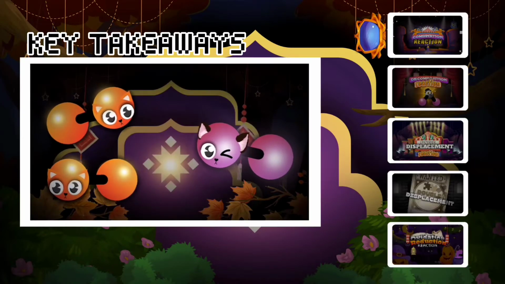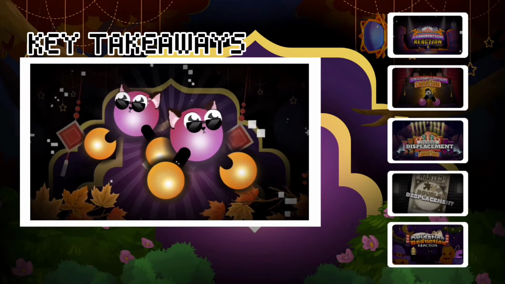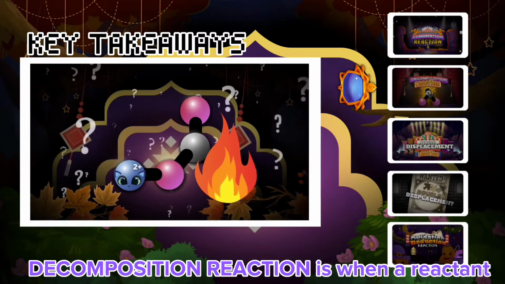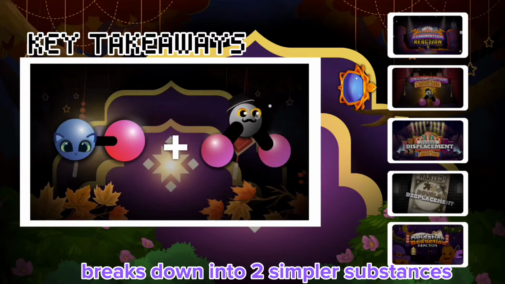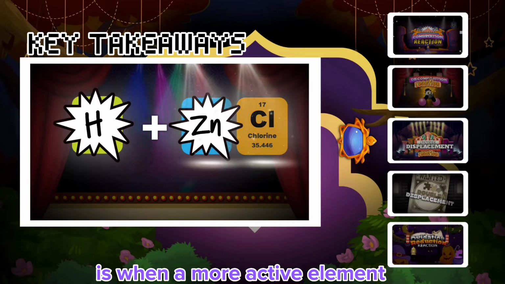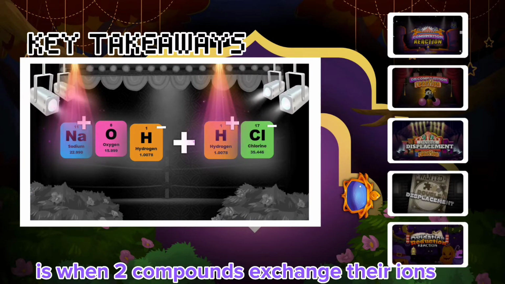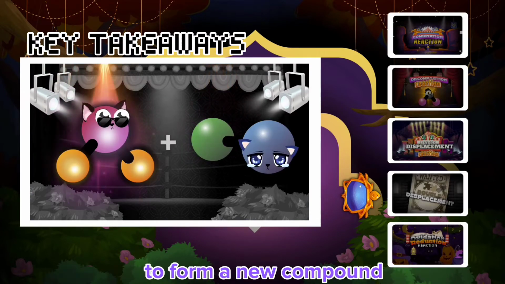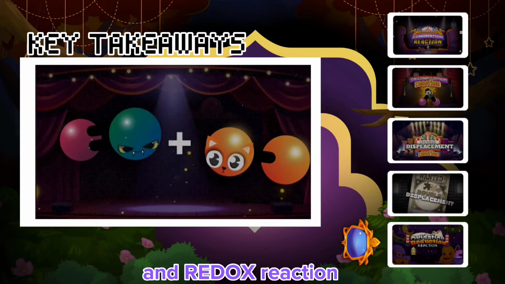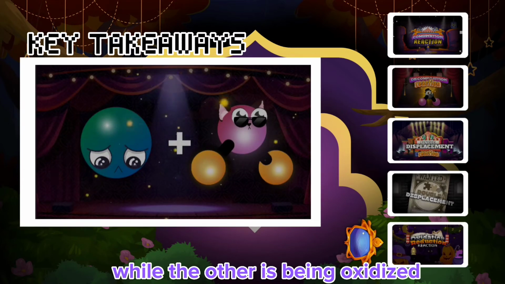Let me rewind it for you. Combination reaction is when one product is formed out of two or more reactants. Decomposition reaction is when a reactant breaks down into two simpler substances. Single displacement reaction is when a more active element replaces the less active element. Double displacement reaction is when two compounds exchange their ions to form a new compound. And redox reaction is when one reactant is being reduced while the other is being oxidized.